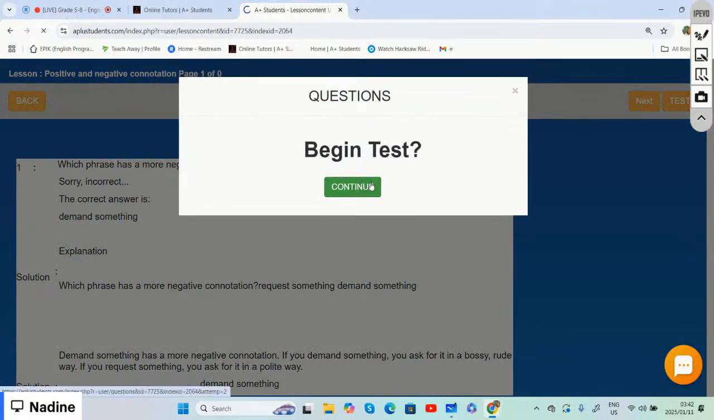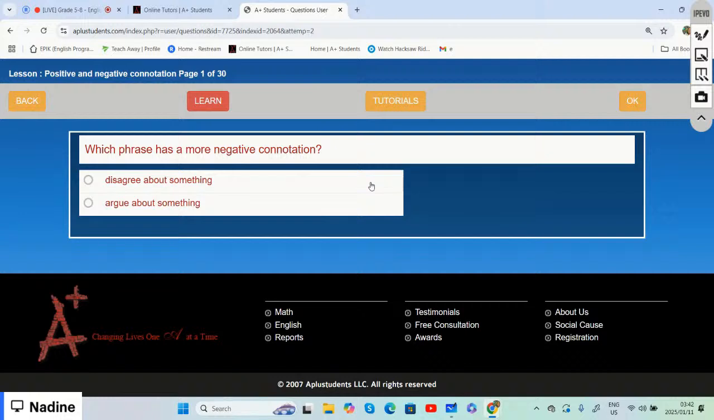All right, so now we're going to our test. We need to say which phrase has a more negative connotation, a not so nice word. Is it option one, disagree about something, or argue about something? Because remember, if we are disagreeing about something, if we are not seeing eye to eye, but then one of the words are the same. One can be disagreeing, one can be arguing. Which one is more negative? Is it to disagree about something or to argue about something?